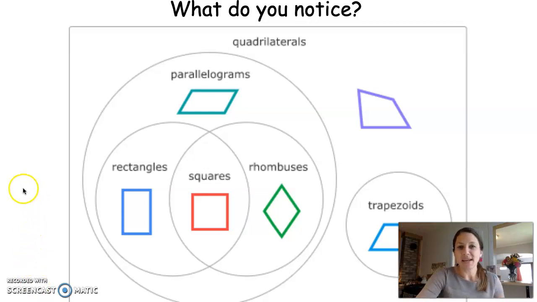So now we're going to get into a type of polygon that is called a quadrilateral. So I just want to take a moment to look at this Venn diagram. What do you notice about the quadrilaterals shown on this diagram? And feel free to pause the video because I'm not going to pause for too long.